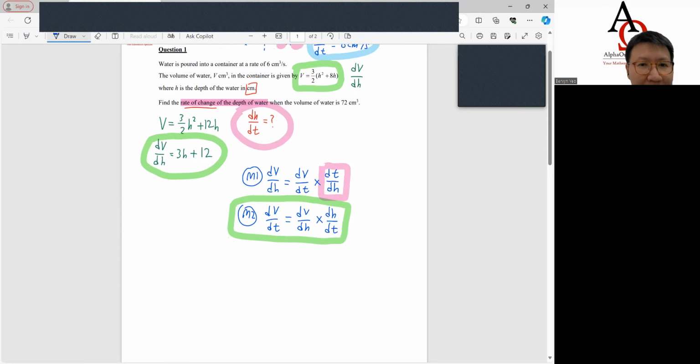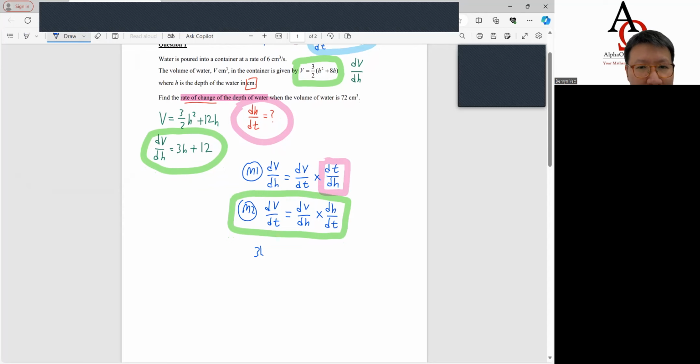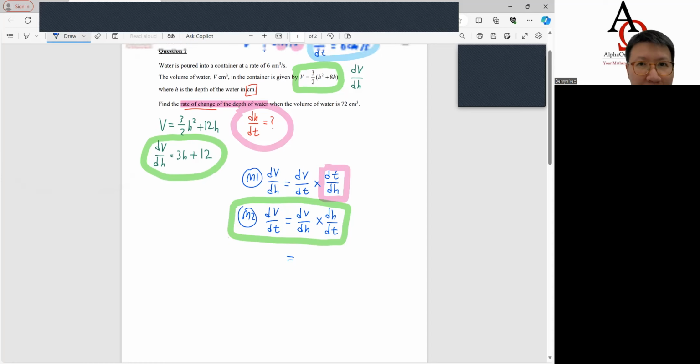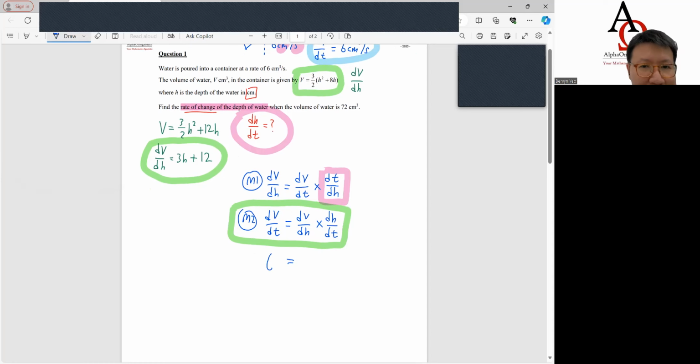So what we have over here is 3h plus 12, our dV over dh that we found just now, equals to, oops, this one shouldn't be this. This one should be our 6 cm³ per second. dV over dh is 3h plus 12. And last but not least, we are asked to find our dH over dt. However, we still have one final piece of the puzzle missing, and that is, we don't have an h value that we can plug in to find the solution.